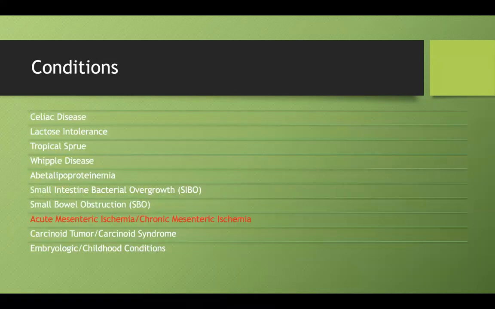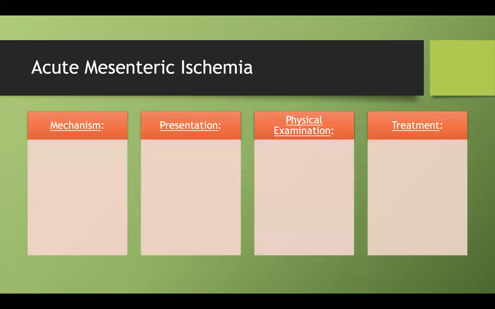Next, we're going to talk about some of the blood-related conditions, acute and chronic mesenteric ischemia. These are kind of like our heart attacks and our angina of the intestines. So acute mesenteric ischemia is like an acute heart attack, basically. So it's an intestinal heart attack.